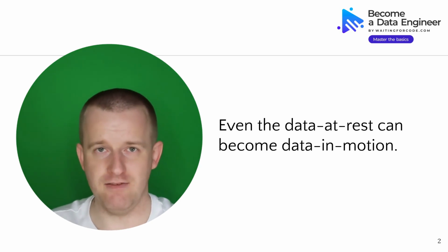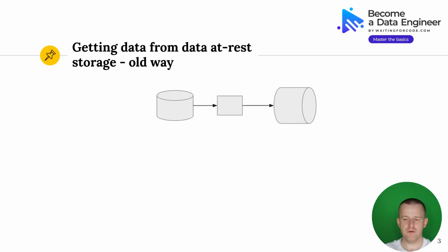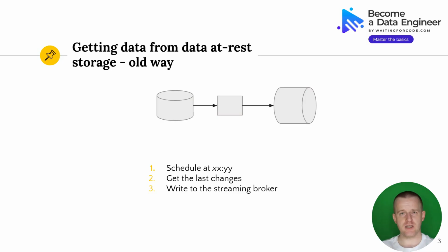for streaming processing afterwards. To give you a picture of how CDC relates to other data processing modes, let's see how to get data from data at rest the old way, before we follow this CDC pattern. In this approach, we have a batch pipeline that is scheduled every X hours or Y minutes. We get the last changes from the previous load with the incremental load pattern, and later we write them to the streaming broker. However, this approach has several drawbacks that are very serious for real-time and streaming processing.